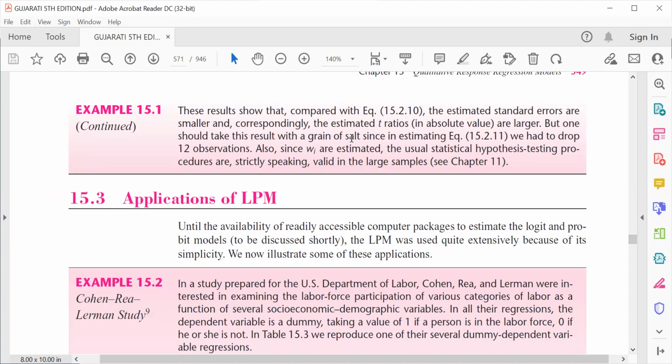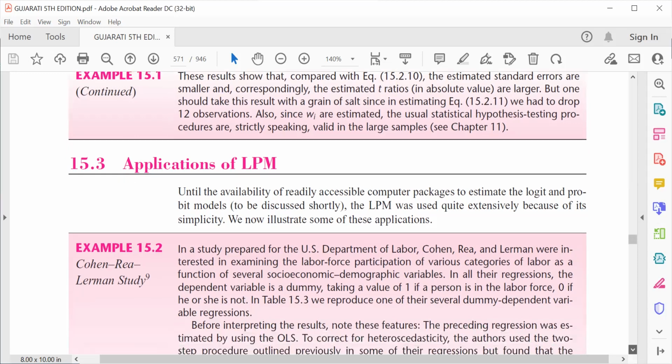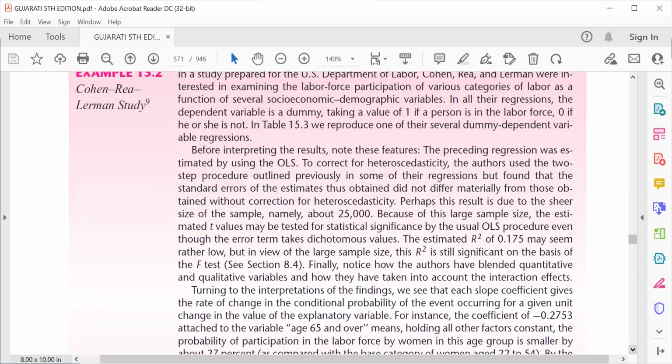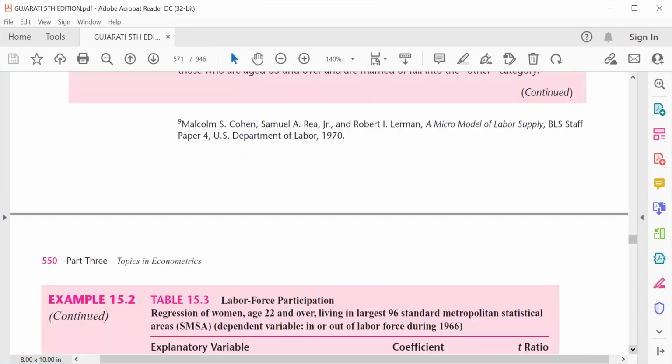But one should take this result with a grain of salt, estimating equation 15.11. We dropped 12 observations, and we also transformed the data into a weighted least squares model. I can skip this one.